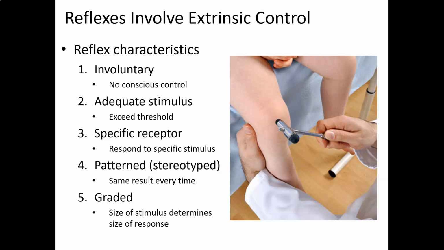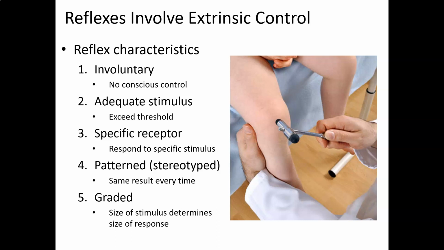Number 4, you need to have what's called a patterned, or some people call it stereotyped, response. Pattern means you get the same result every time. So it's not like a cartoon when the cartoon character goes to the doctor and the doctor does a little knee-jerk reflex like in that picture, and the other leg kicks out, and then they do it again and the other arm moves, right? It's going to follow the exact same neural pathways every time.